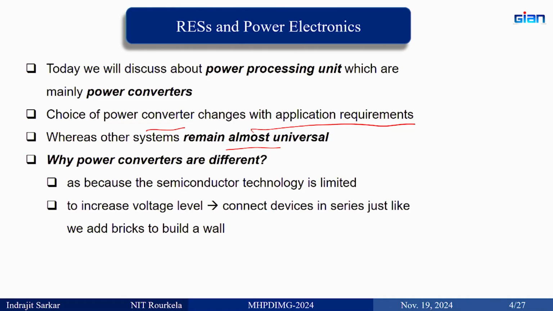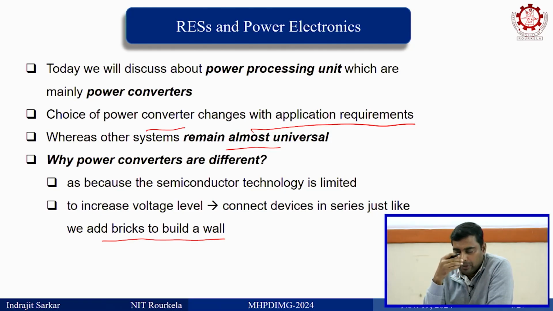So here also, if you go for high voltage applications, the semiconductors have limited voltage and current capability. Then you might think that we will connect them in series and make it suitable for the voltage level, just like we add bricks to build a wall. We can definitely do that. But the problem is, when you connect devices in series, there will definitely be a voltage mismatch between the devices.